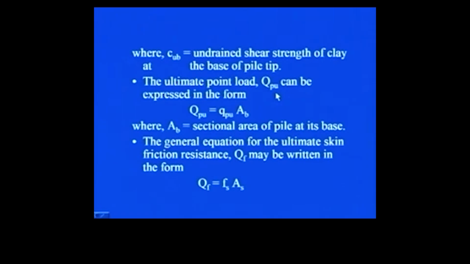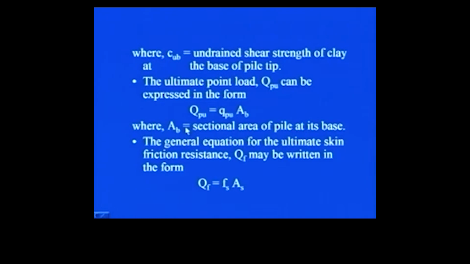See, earlier we were talking of unit point bearing, that was the pressure. Now, if we talk in terms of load, you have to multiply that intensity with the area on which it is acting. So, when you multiply this qpu, that is the intensity, by the base area, you will get ultimate point load, which is resisted due to the area of the pile tip. So, it can be expressed in the form that Qpu is equal to small qpu into Ab, where Ab is the sectional area of the pile at its base.